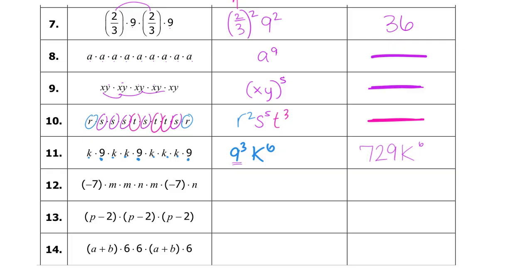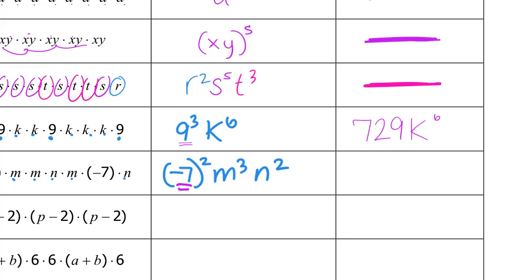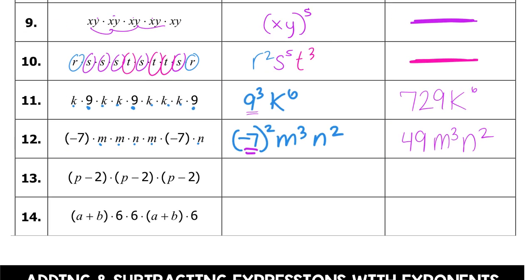Okay, next one, same thing here. We have two negative 7s, so that's negative 7 squared. And then we have 1, 2, 3 m's, and then 1, 2 n's. And then just like the last one, you can actually evaluate that negative 7. So negative 7 squared is positive 49. And then you can just bring over your variables.